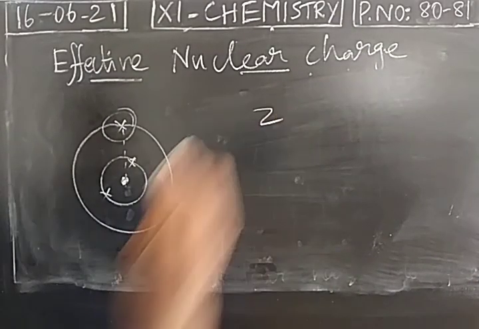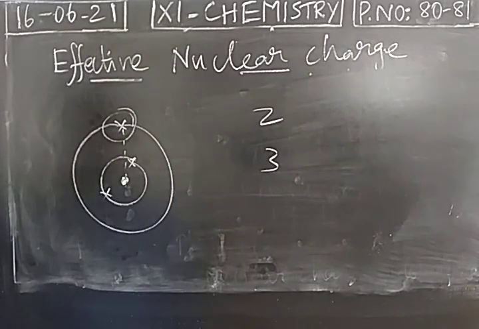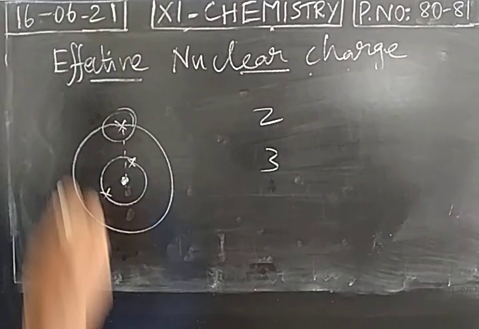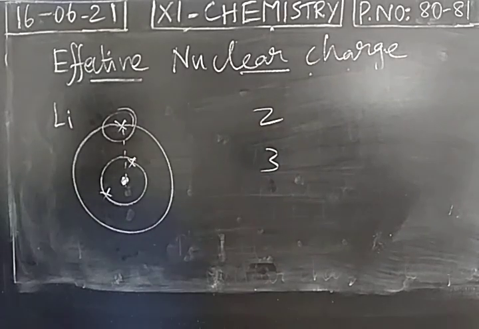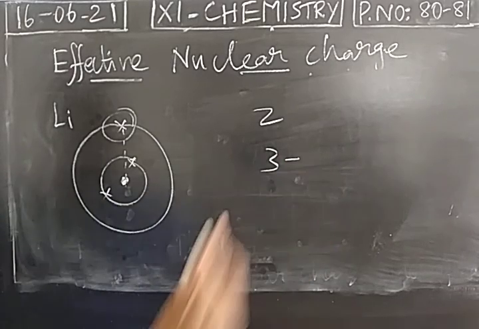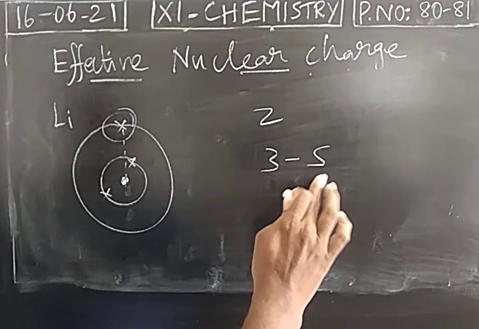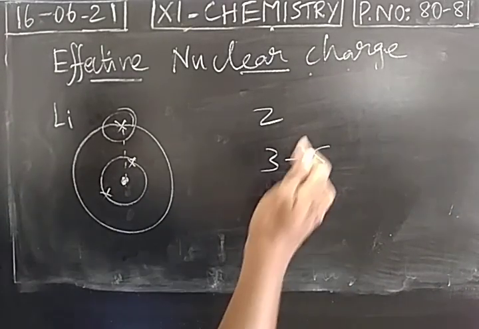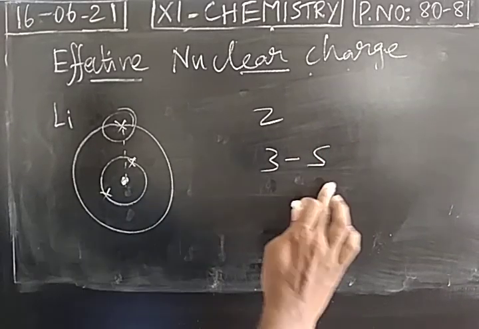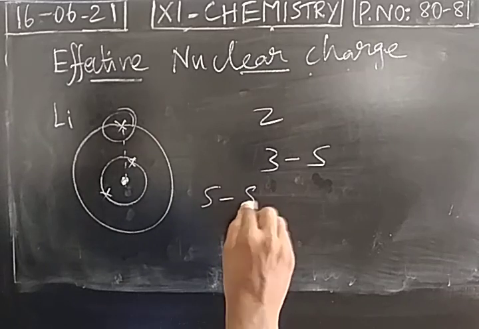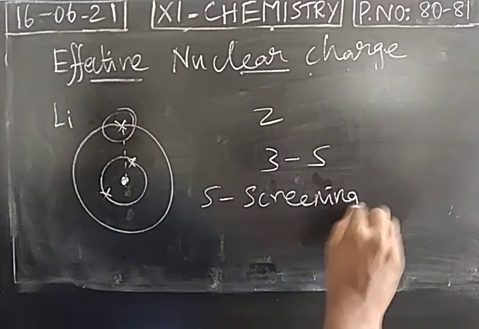For lithium, nuclear charge is 3. We expect the third and last electron in lithium to experience nuclear charge 3, but there is a shielding effect by the inner electrons. So from the nuclear charge, we remove the shielding effect. Shielding effect is represented as a constant value. It is called a screening constant or shielding constant. The symbol is capital S.